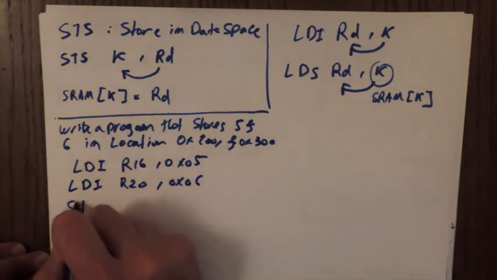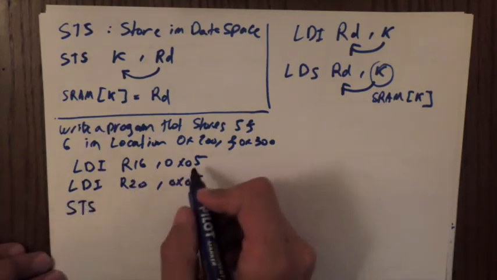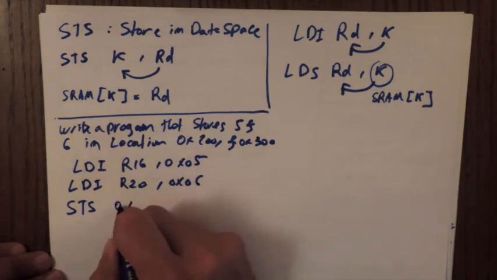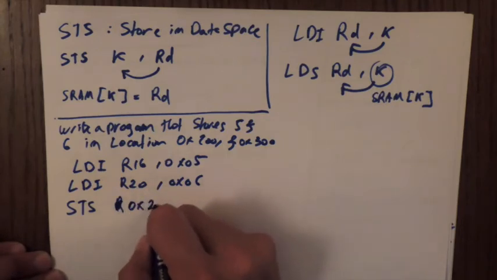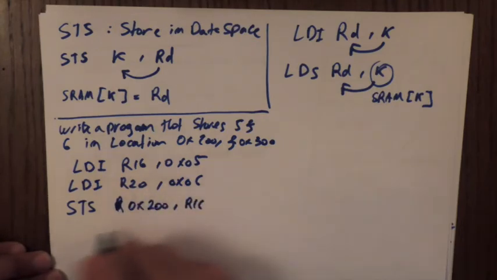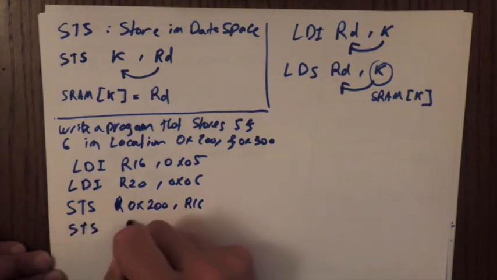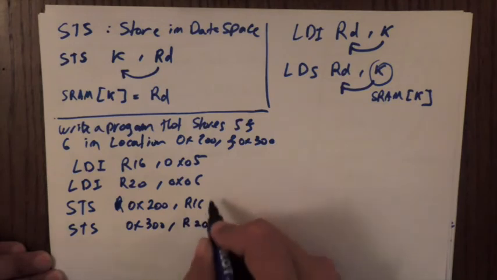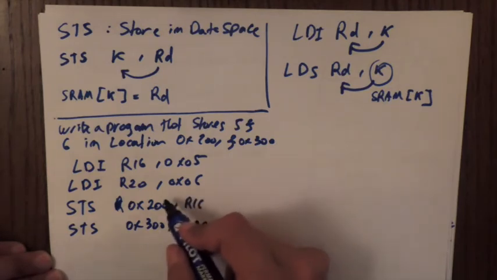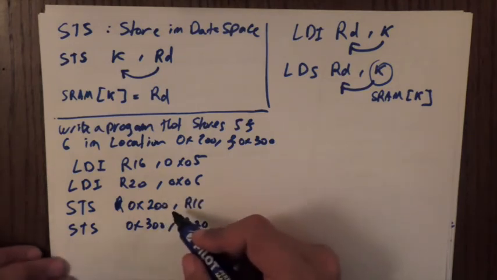So the way I do it is STS, and this is my location, 0x200, R16, then STS 0x300, R20. So the value inside R16 will be stored in location 200.